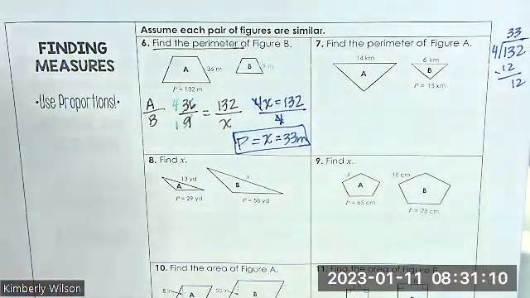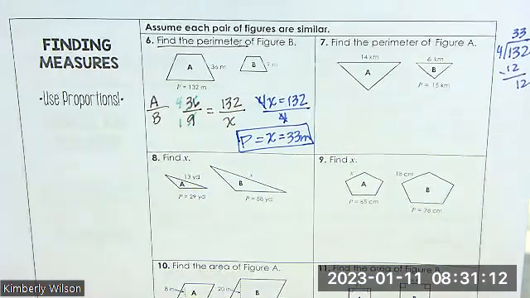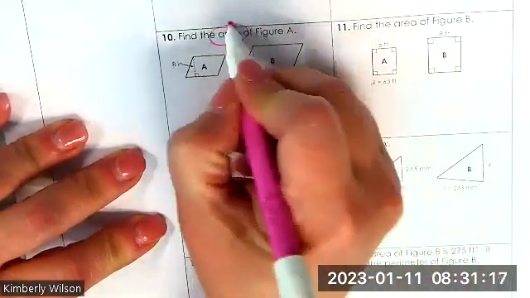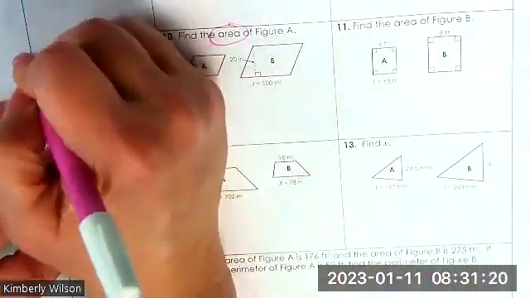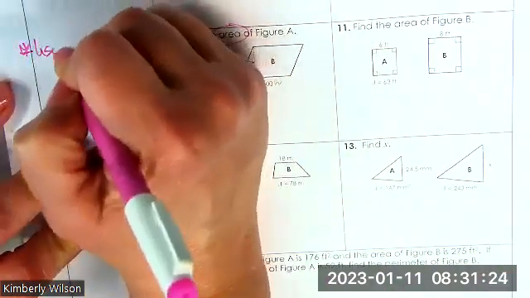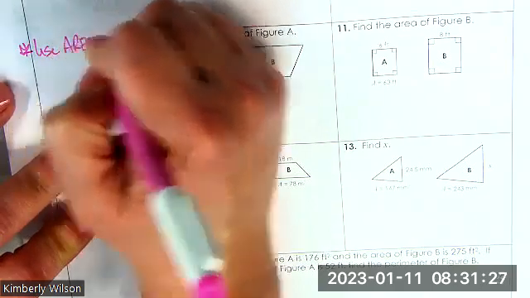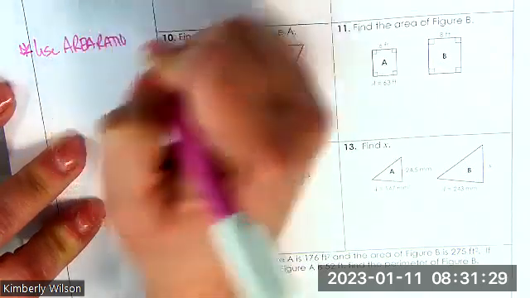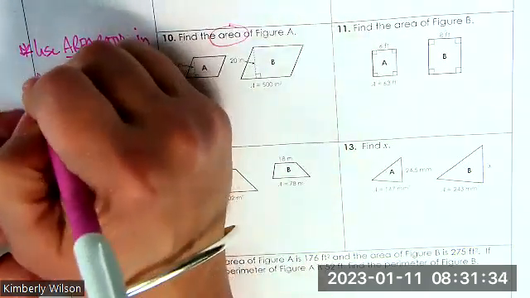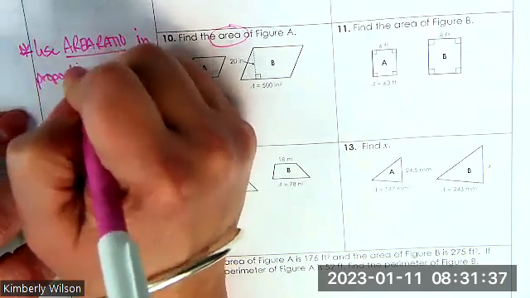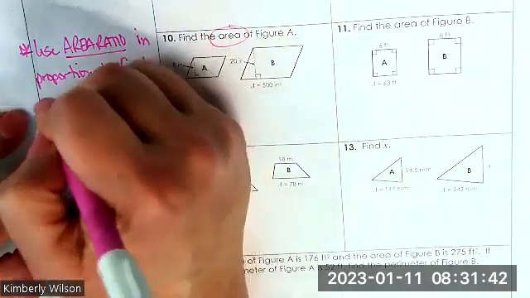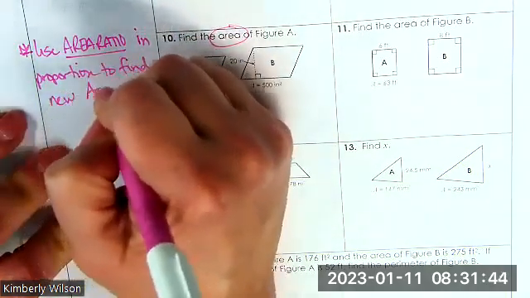Next example, I'm going to jump down to number 10. For this one, we're finding the area. For this, we use the area ratio in proportion to find the new area.